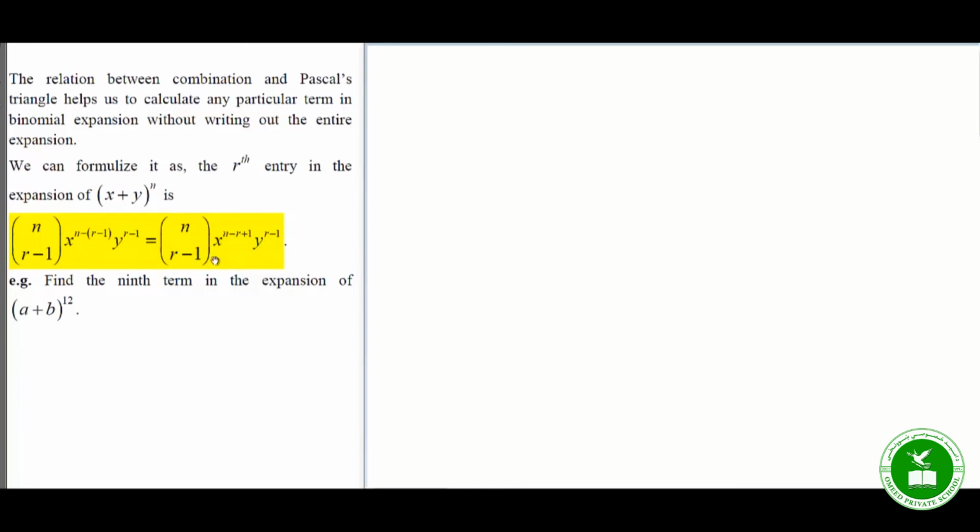I think we have mentioned this one, that the power of x is the difference of the second component from the first component, and the power of the y or second term is the second component of the combination. For example, find the ninth term in the expansion of a plus b completed to the power of 12. In here, r is equal to 9, and the power of the binomial is 12, so n is equal to 12.